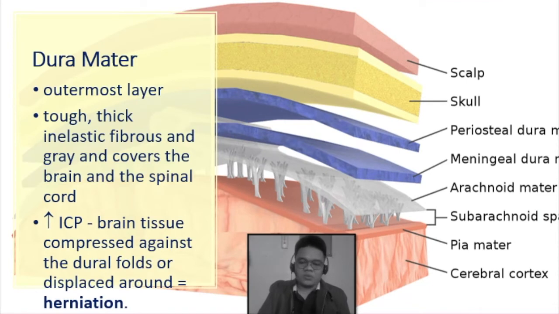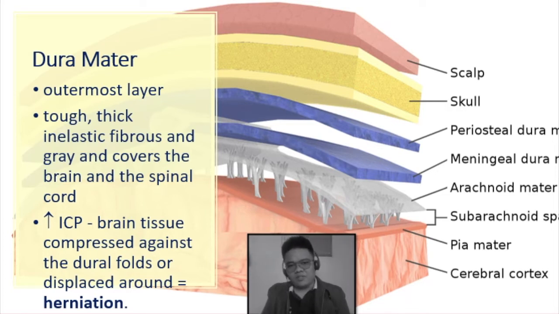Let's talk about your dura mater. So class, your dura mater is considered to be the outermost layer of your meninges. It is tough, thick, inelastic, fibrous, and gray, and covers the brain and the spinal cord. So class, if you would notice, your meninges will be continuous from your brain going towards your spinal cord.